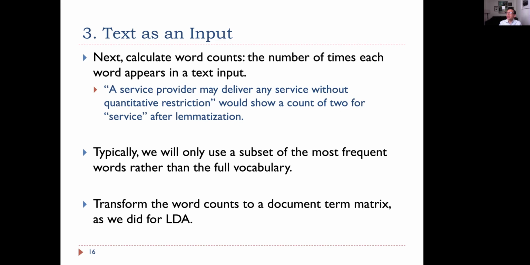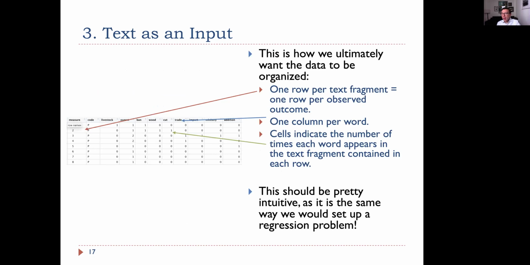Now, you remember a document term matrix from when we looked at the latent Dirichlet allocation. We're going to look at it in a little bit more detail here, just to get a sense of what exactly it looks like. So here's one that I've prepared using the UNCTAD data. This is how we want the data to be organized. Measure there is an individual document. So you can see there's just an index there, measure 1, measure 2, measure 3, etc. So we want one row per text fragment. Okay, and in this case, each fragment is a description of the NTM.